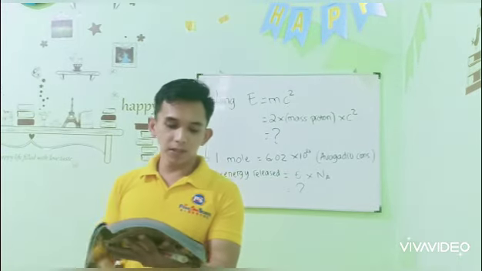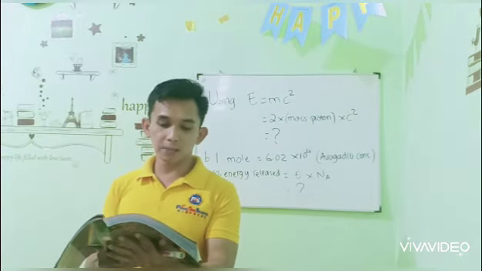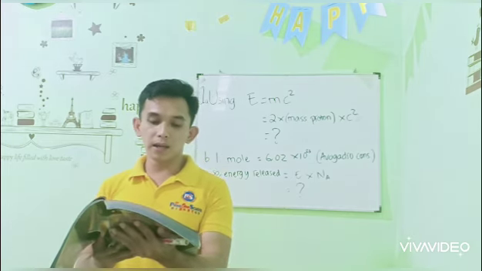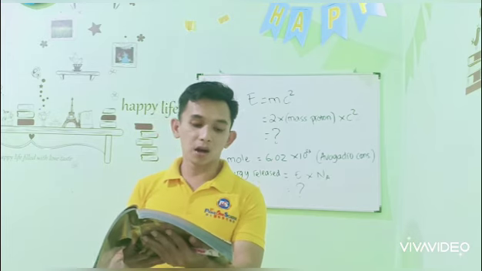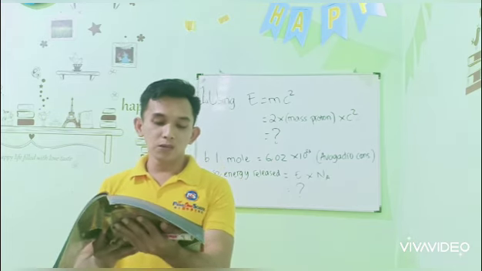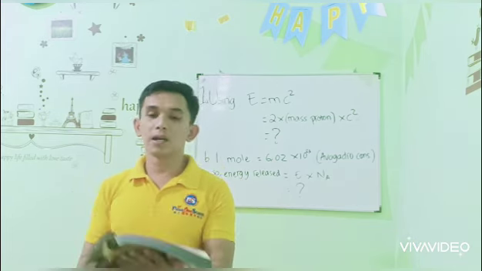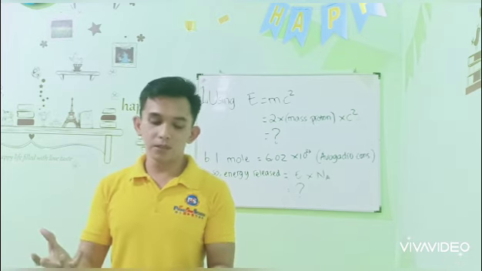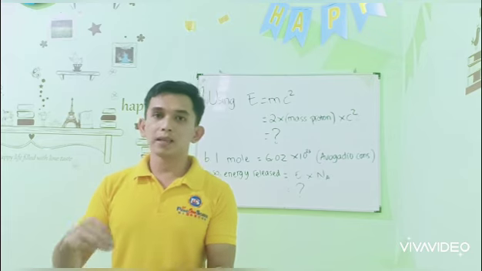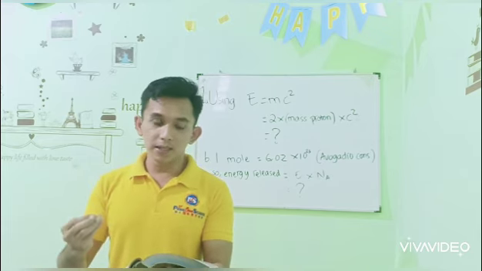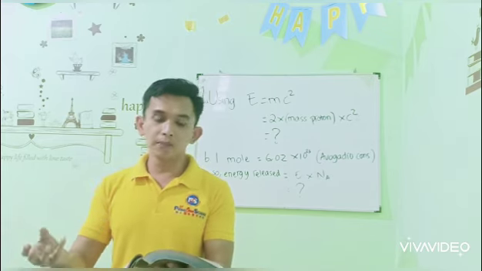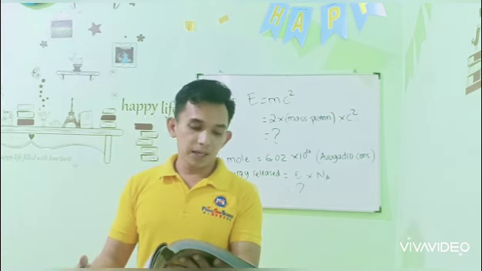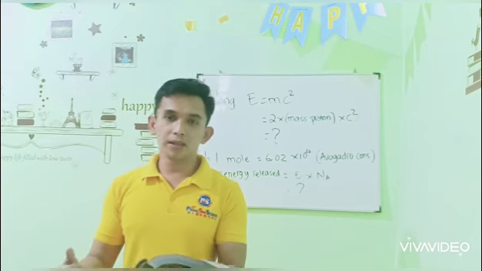An antiproton is identical to a proton except that it has negative charge. If a proton and an antiproton collide, they are annihilated and two photons are formed. Annihilated means disappear. Okay, so this proton and antiproton, when they collide, they will disappear and then two photons will be formed. For number 1a, calculate the energy released in the reaction.